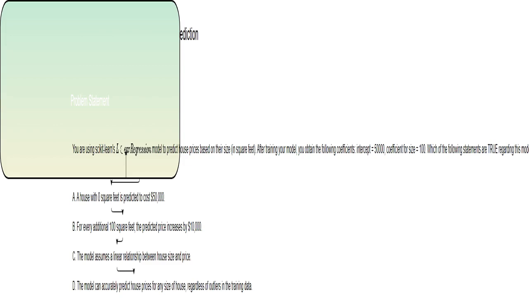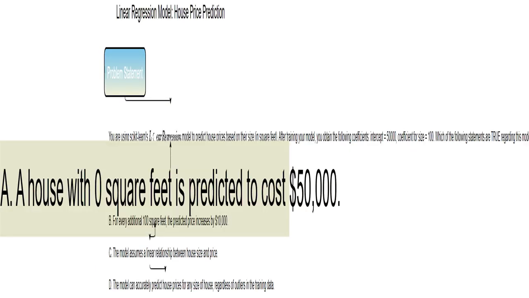I've trained my linear regression model, and I got these results. The intercept is 50,000 and the coefficient for house size is 100. Now, let's see if you understand what that means. This statement checks our understanding of the intercept.